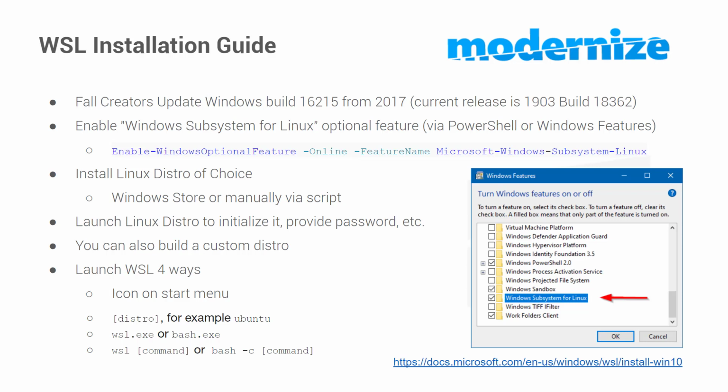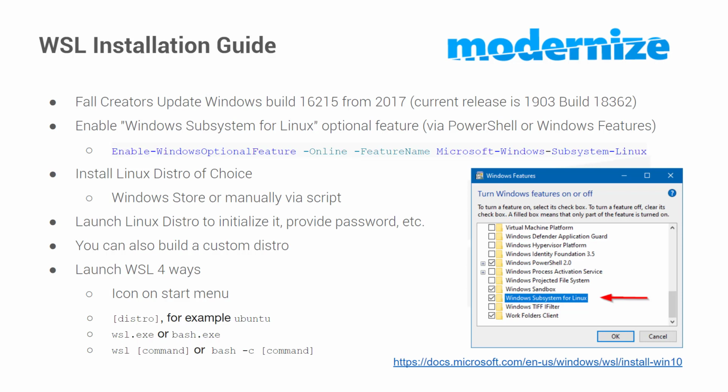Once you've done that, you can then launch it. There's 4 different ways. You can tap the icon on the start menu. You can type the distro name, for example, Ubuntu. You can do WSL, which is Windows Subsystem for Linux. WSL is also the management utility, or Bash. So just from a command shell or PowerShell or the run box, WSL or Bash will launch it.